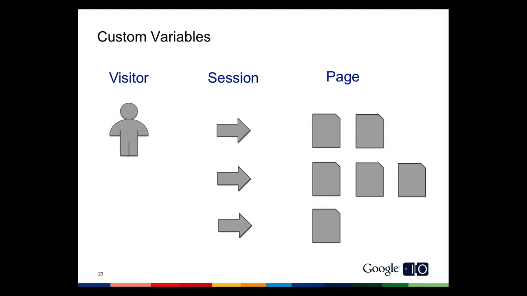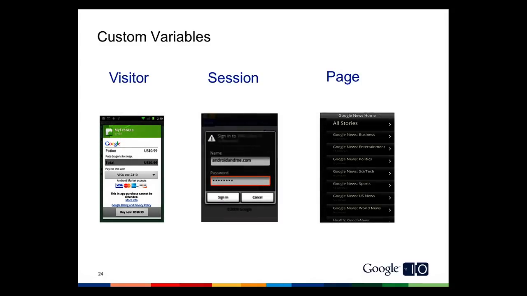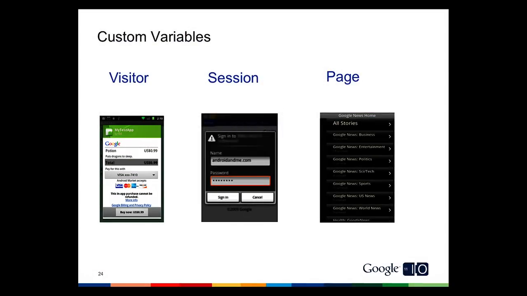Now, a custom variable allows you to describe each of these levels. So for example, you might describe a visitor who's made a purchase and compare them to visitors who haven't made a purchase. You might use a session custom variable to compare users who have logged in versus who haven't logged in. And you might use a page custom variable to compare users who've gone to a particular page that belongs in a category, for example, news versus sports.